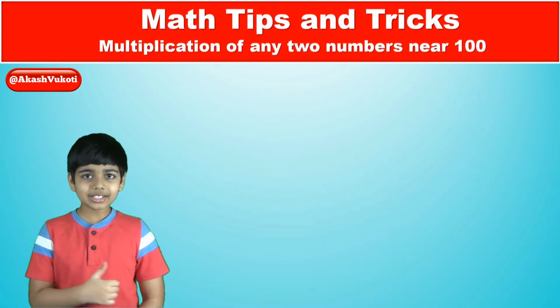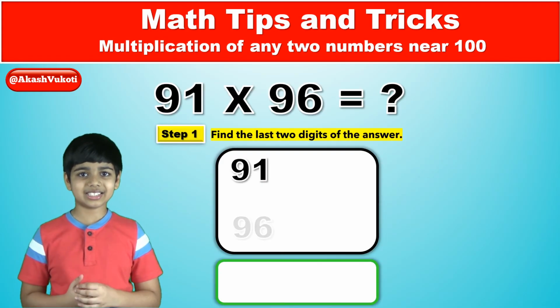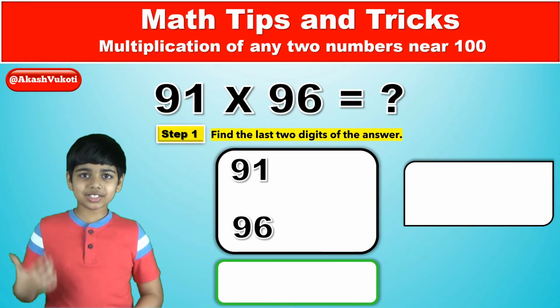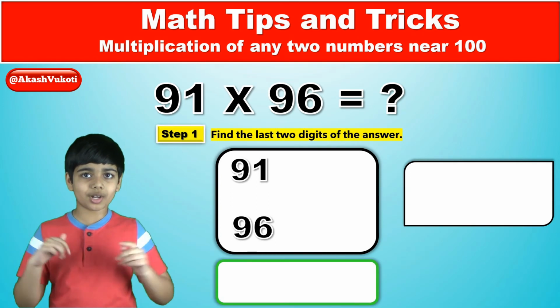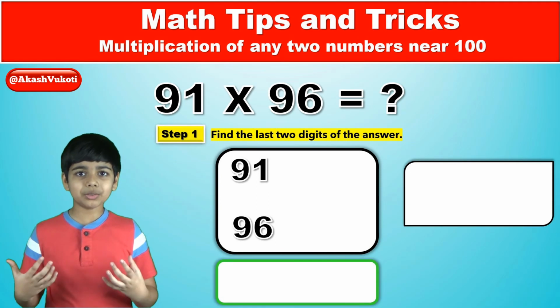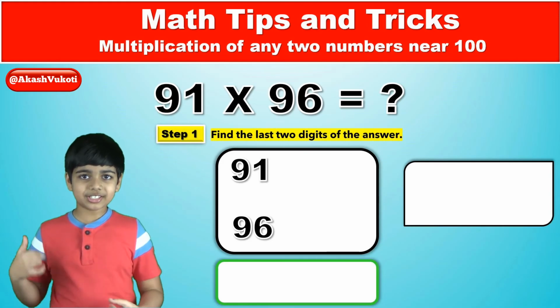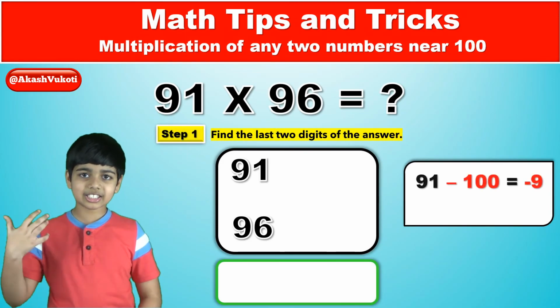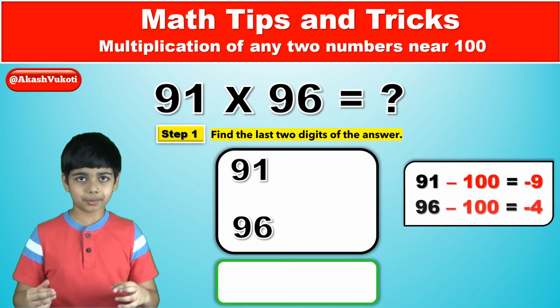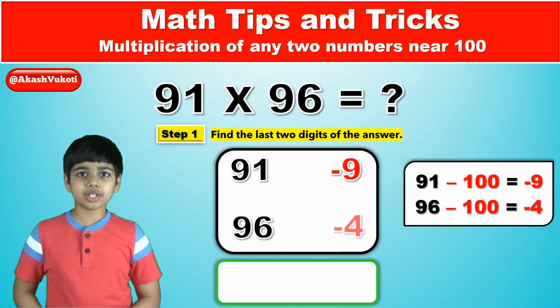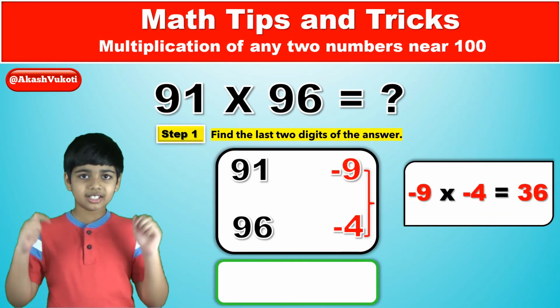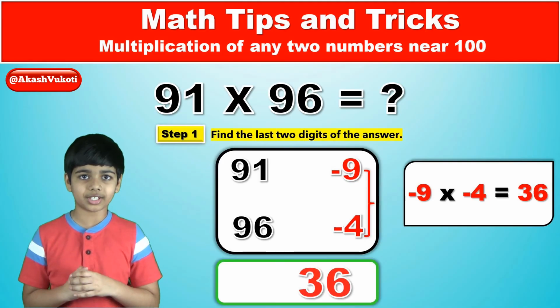Now, let's do one final one. Say 91 times 96. Again, we take the difference between each number and 100. So 91 minus 100 is negative 9, and 96 minus 100 is negative 4. Then multiply these two numbers together, getting 36. Those are the two last digits of our answer.